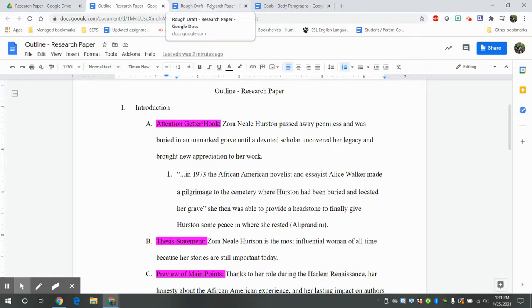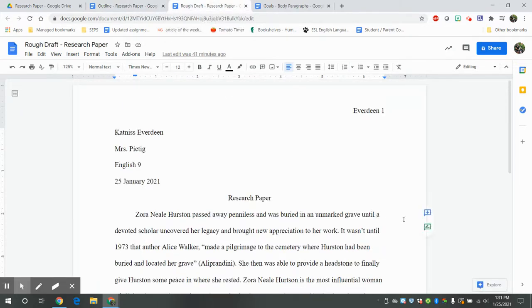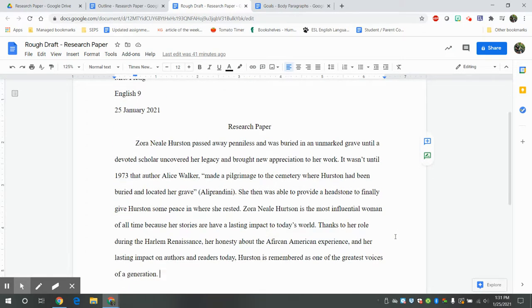And then I'm also going to want my rough draft open. And so far in class last time, I wrote an introduction, or at least a draft of an introduction. In my introduction, I have three main parts, which is my attention getter, my thesis statement, actually right here, and my preview of main points. And the reason I point this out to you is that my preview of main points is going to be what ends up being each of my main points or body paragraphs that follow my introduction.